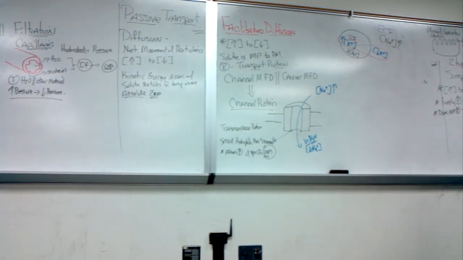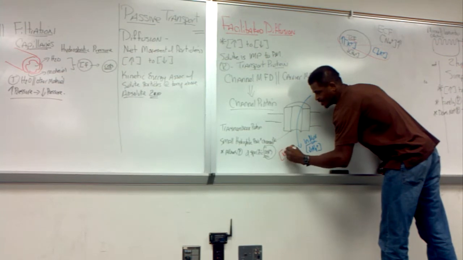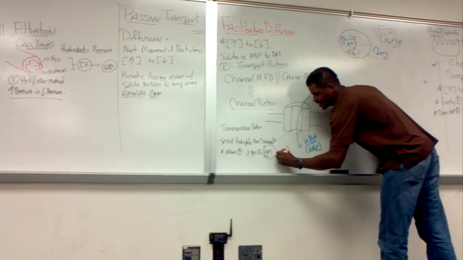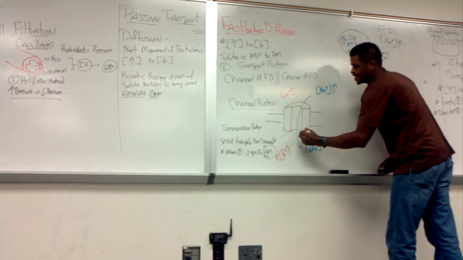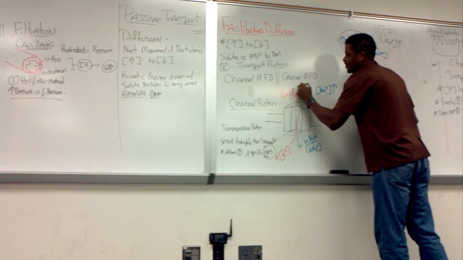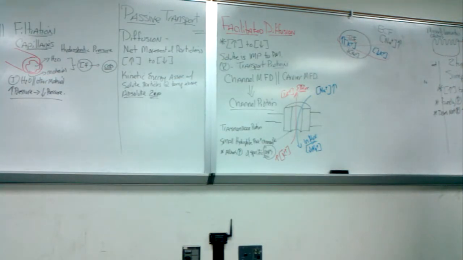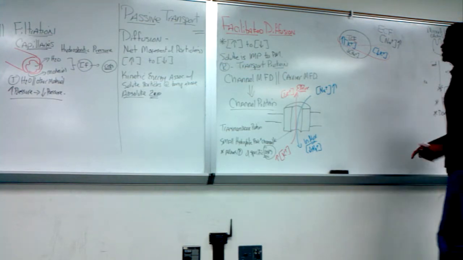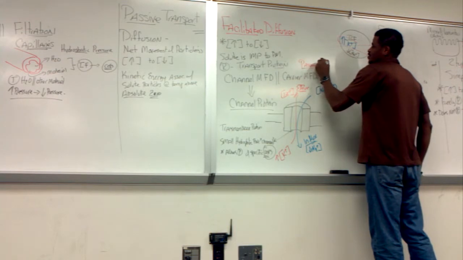So in passive transport, potassium being higher inside versus lower outside, potassium is going to efflux. It's going to leave the cell. So potassium is going to exit the cell, going down its concentration gradient. This is in passive transport. So you look at the movement of these two ions in passive transport.